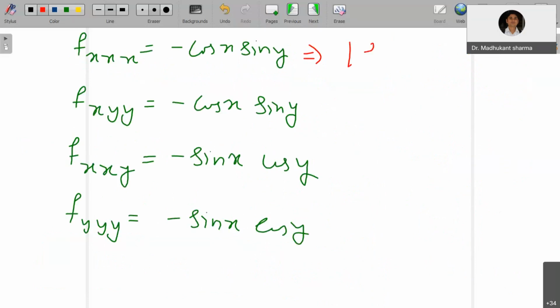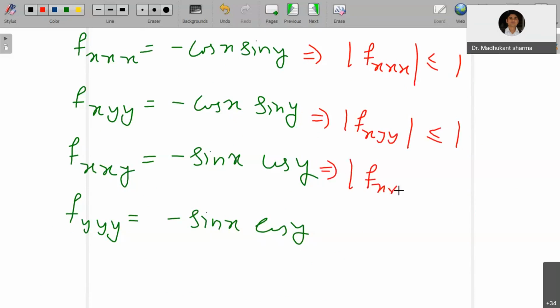See, you have used the fact that cos x and sin y are bounded by 1, so they are less than or equal to 1. Mod of f_xxy is also less than or equal to 1. This implies mod of f_yyy is also less than or equal to 1. So all are going to be bounded by 1. So you can use that fact now.